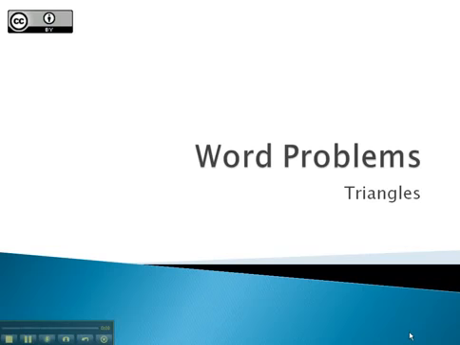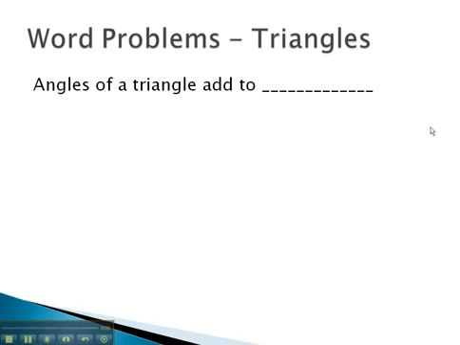In this video, we will solve word problems involving the angles of triangles. As we do, the key to remember will be that the angles of a triangle will always add to 180 degrees. Let's take a look at some examples where knowing this fact can help us find missing angles in the triangle.